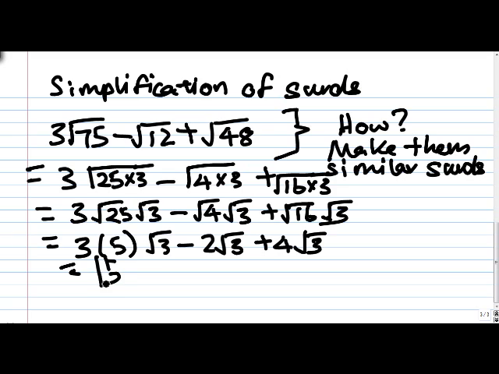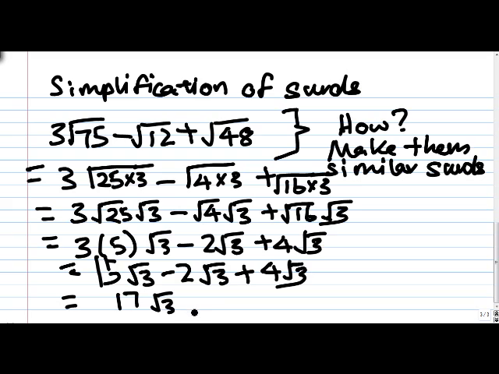You can write this down here: 15 square root 3 minus 2 square root 3 plus 4 square root 3. You get 15 minus 2, 13, 13 plus 4, 17 square root 3. That's your answer. So this is something you should get used to. As time goes on, the more you practice, the better you get at it. Let's give you another example.